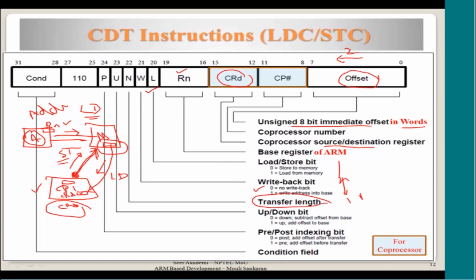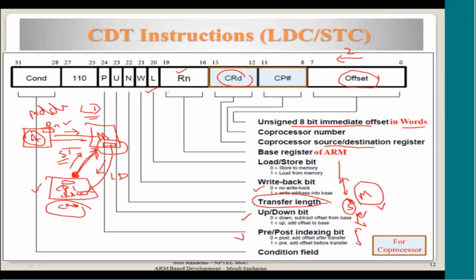Multiple means it doesn't know how many. Multiple transactions are happening. That will be indicated by one bit pattern, either single transfer or multiple transfer. One transfer length, and then whether the addresses have to be incremented or decremented, whether incremented before or after. These are similar to the address modes that you learned in the ARM code. I hope this is clear to you.